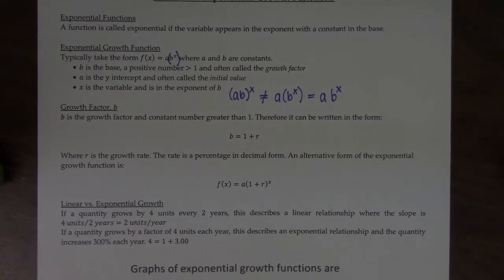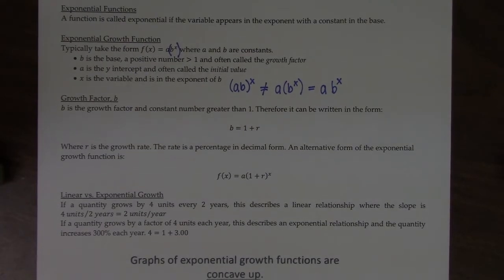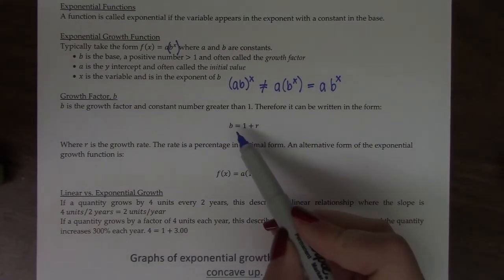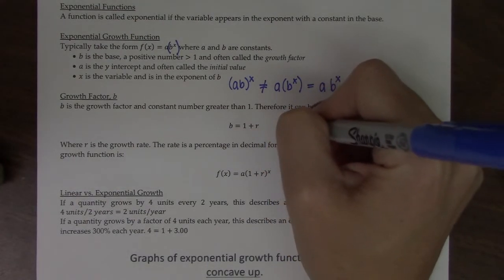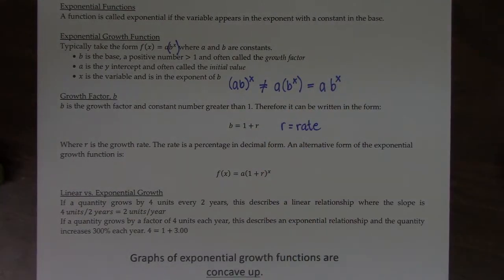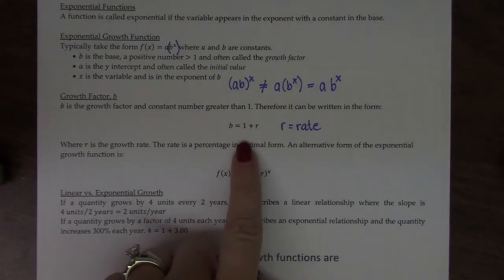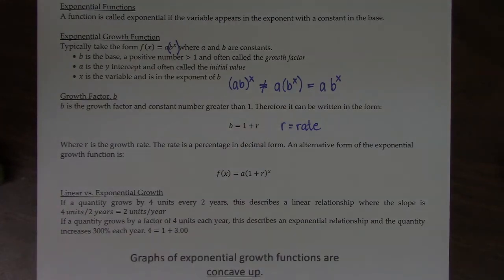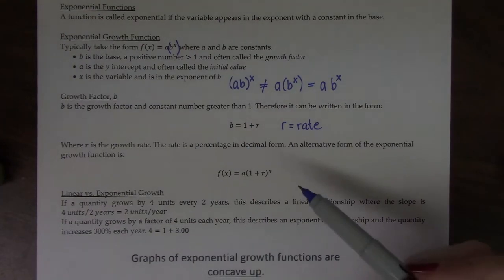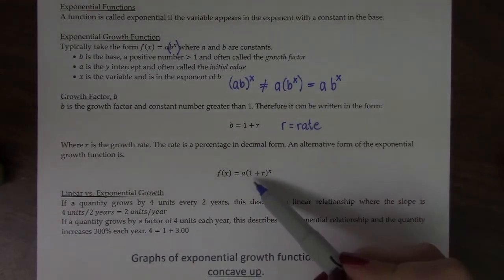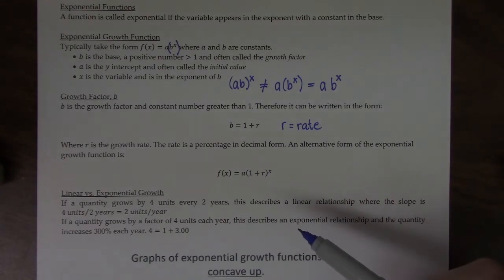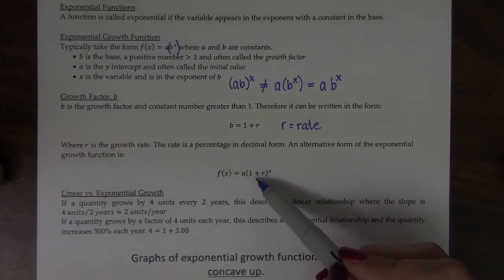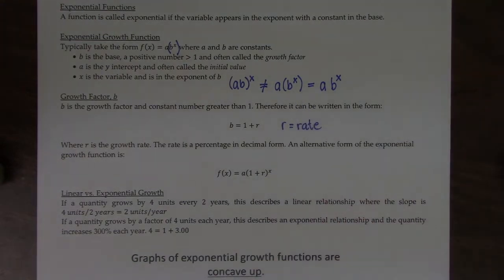The growth factor is a constant greater than 1, and so b can be written as 1 plus r, where r is the rate of growth. You'll see in some of these problems, we'll give you the growth rate, and we have to know that the growth factor is the rate plus 1. We can also write an alternative form of our expression by replacing b with 1 plus r. It will depend on how the information in the problem is given whether you want to start with this form or this form.